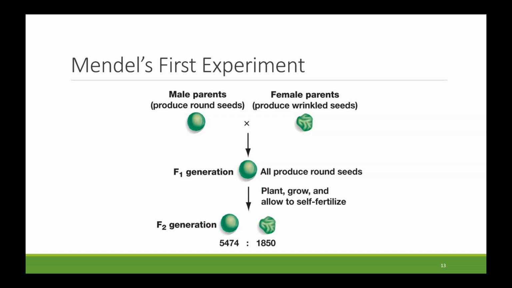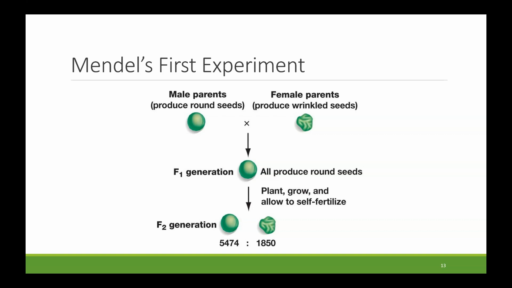They're 2 steps away from the original parents. And within this generation, Mendel found that 5,474 of the offspring seeds were smooth and 1,850 were wrinkled. And yes, Mendel really did count thousands of peas. Evidently, he had a lot of time on his hands.